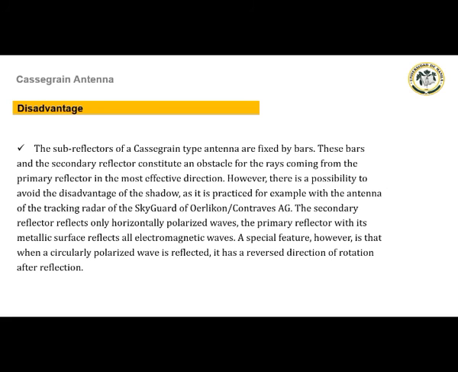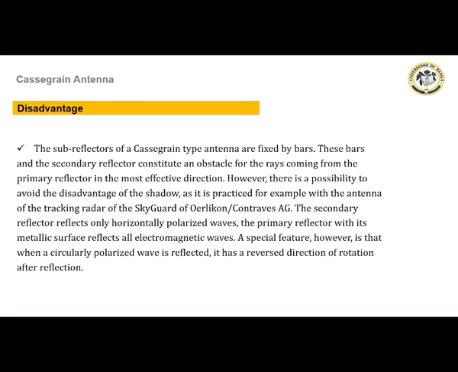The disadvantage of Cassegrain antenna. The subreflector of a Cassegrain type antenna is fixed by bars. These bars and the secondary reflector constitute an obstacle for the rays coming from the primary reflector in the most effective direction. However, there is a possibility to avoid the disadvantage of the shadow, as it is practiced for example with the antenna of the tracking radar of the Skyguard of Arlington, AG.